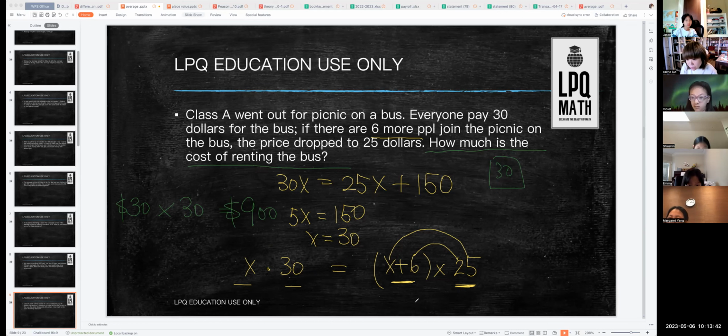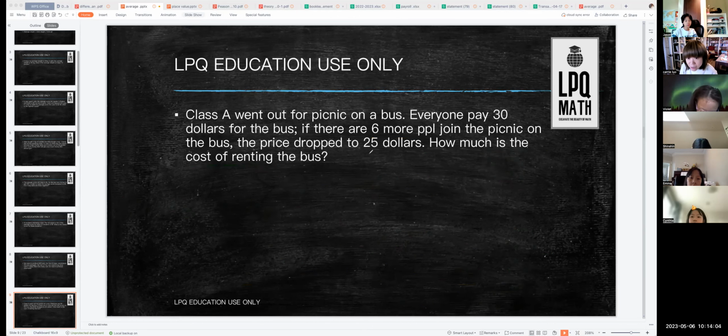Let's check whether it's right. 36 times 25 is also 900. So if you take a look, it is the same $900. So see, if there are 6 more people and everybody only pays 25. Get it? So this question could be easy, or even made harder. You can say, I know 30 people pay for the bus, and if 6 more people join the picnic, the price drops to 25.